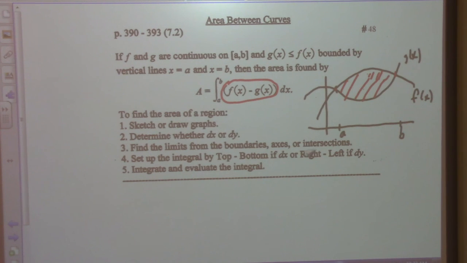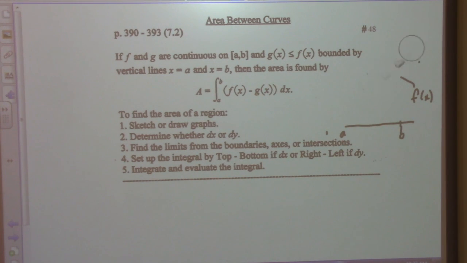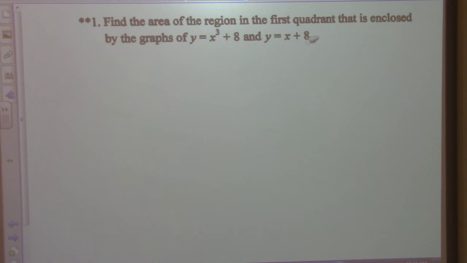So let's go to this problem here. So here we have this situation right here. Find the area of the region in the first quadrant that is enclosed by the graphs of y equals x squared plus 8 and y equals x plus 8. I want you to follow along with what I'm doing here. What I like to do first in these things is sketch a graph of this to get an idea of what is happening.